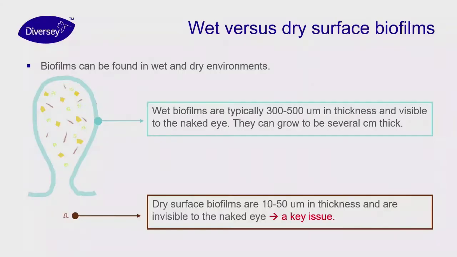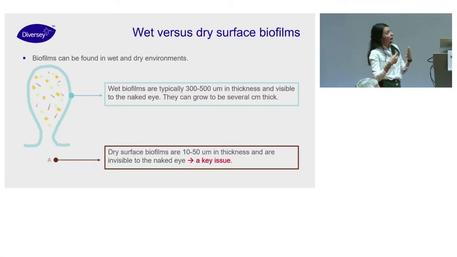So, wet versus dry surface biofilm. I think we all know what a wet surface biofilm is. We can see it actually with our own eyes. We can see it in our showers. They are typically 300 to 500 micrometers in thickness, visible, and they can grow to be several centimeters thick.